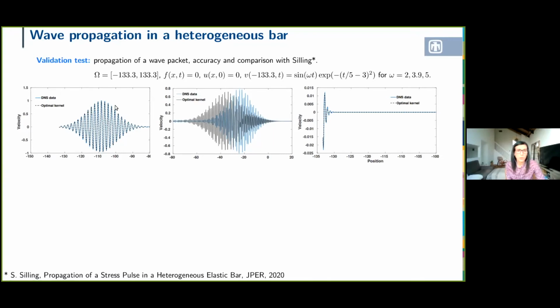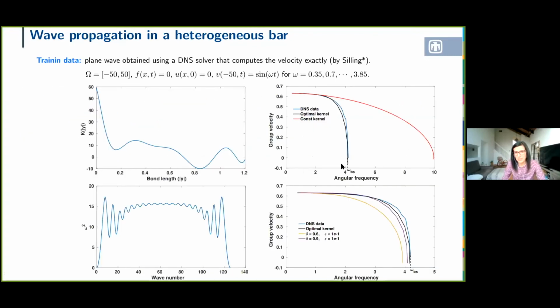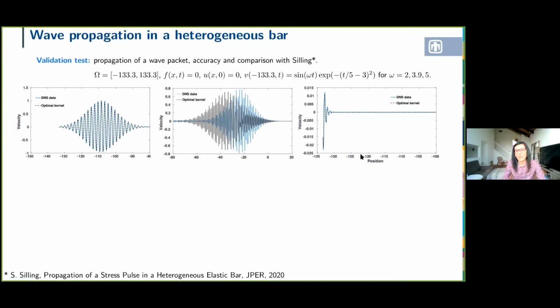This is in correspondence of omega equal to 2. The optimal kernel performs very well compared to high fidelity simulations. When we get close to the band gap, the approximation is not super accurate, and this is because the match with the group velocity is not perfect. And then when we go beyond it, as you can see, the wave doesn't travel in perfect agreement with the DNS simulation, with the high fidelity simulations.